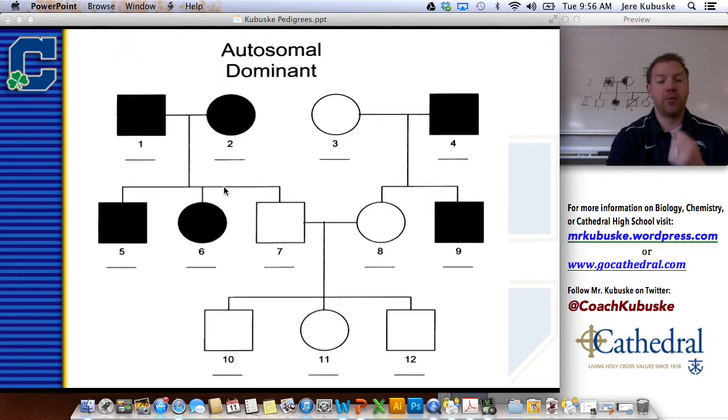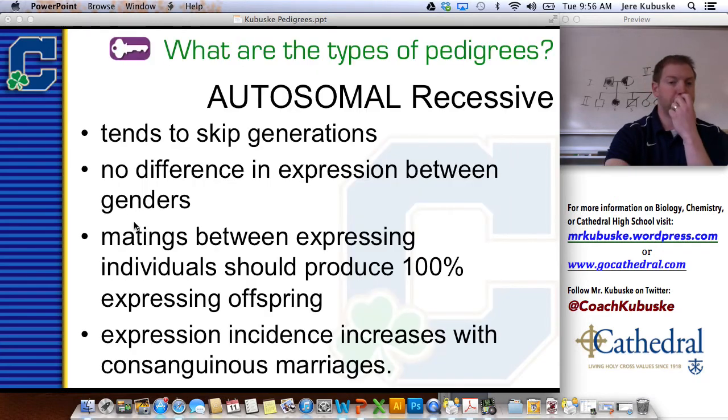Here's another example. Again, these 2 parents must be heterozygous for the trait because they have offspring that's recessive. Now, there's a way to tell that this is dominant too. If you look at this person's non-expressing and this person's not expressing, and then all of their children are not expressing, that tells you right there that this must be the recessive part, and then these must be the dominant up here. Next one.